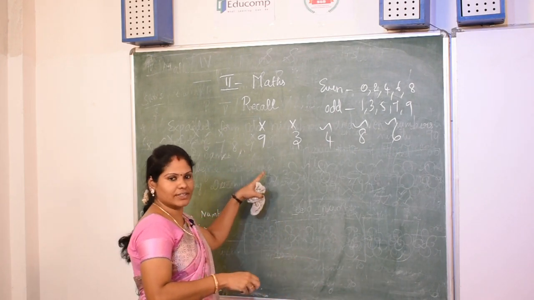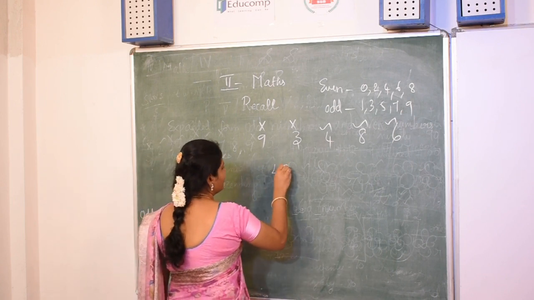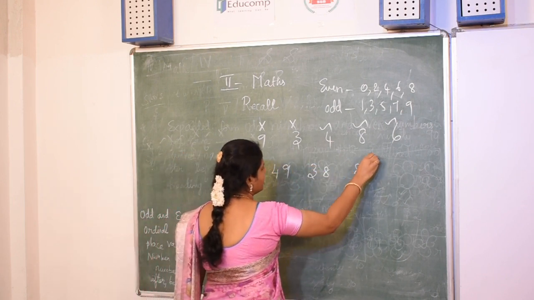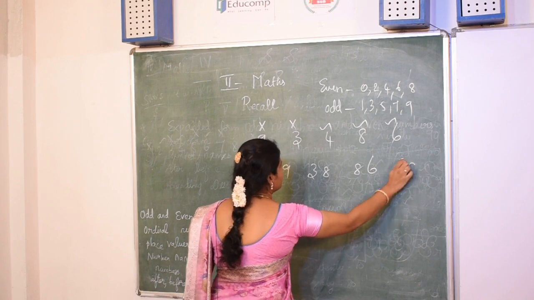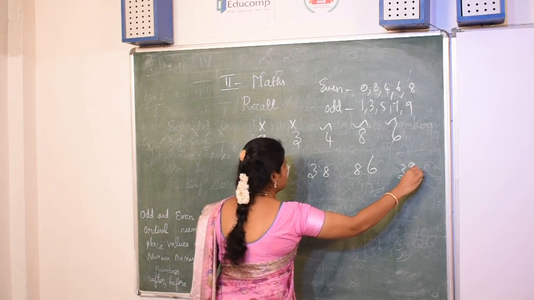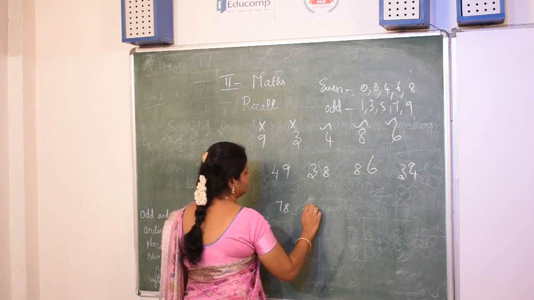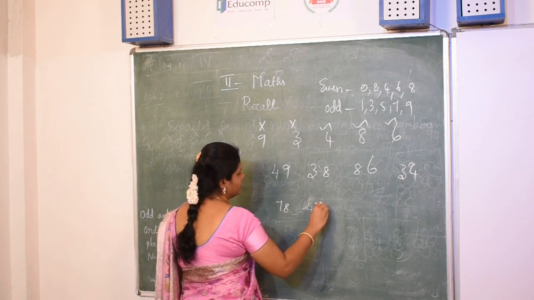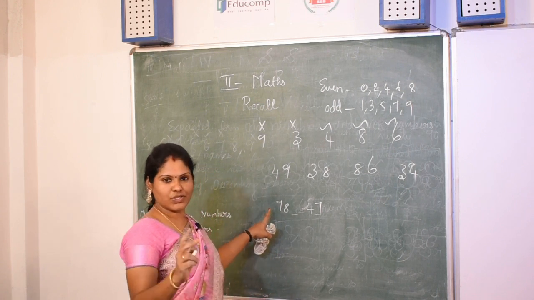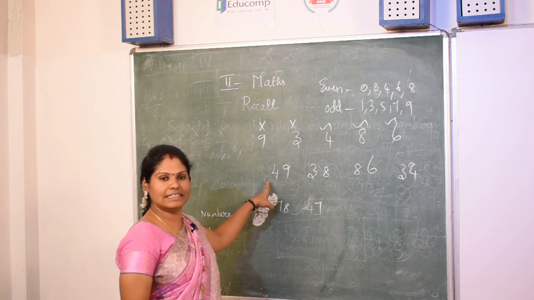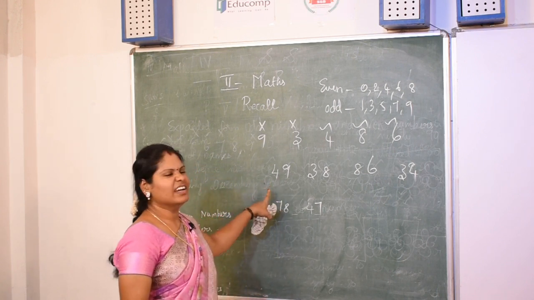So can we see for a 2-digit number? For example, 49, 38, 86, 34, 78, 80, 47. So if it is given as a 2-digit number, how do we find out whether it is an even number or an odd number? It is so simple.